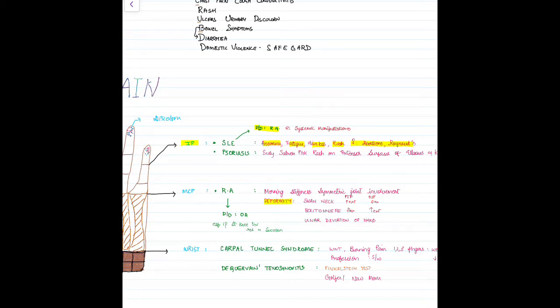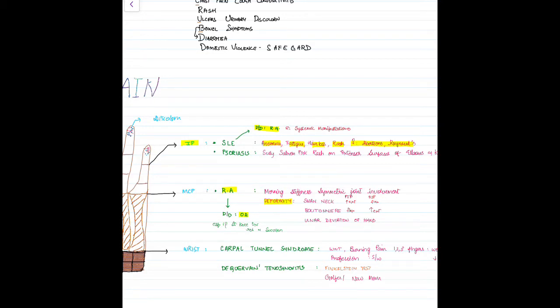And swelling is very important for osteoarthritis. We have Heberden's nodules over there and Bouchard nodules for osteoarthritis. So the differential diagnosis for RA is OA, especially if the left knee is involved and it's red and swollen.